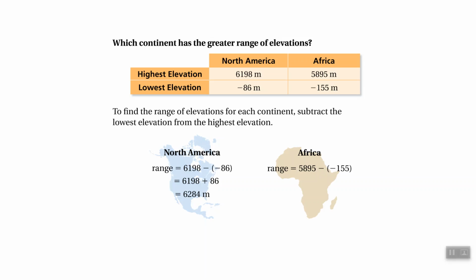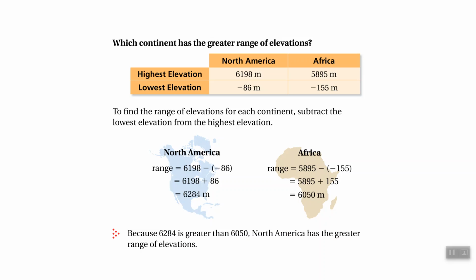For Africa, we have 5,895 minus a negative 155. Okay, so we add the opposite, 5,895 plus 155, and we get a range of 6,050 meters. Okay, so looking at those two ranges between the highest and lowest elevation, we can see that, with 6,284 versus 6,050, North America has the greater range of elevation.